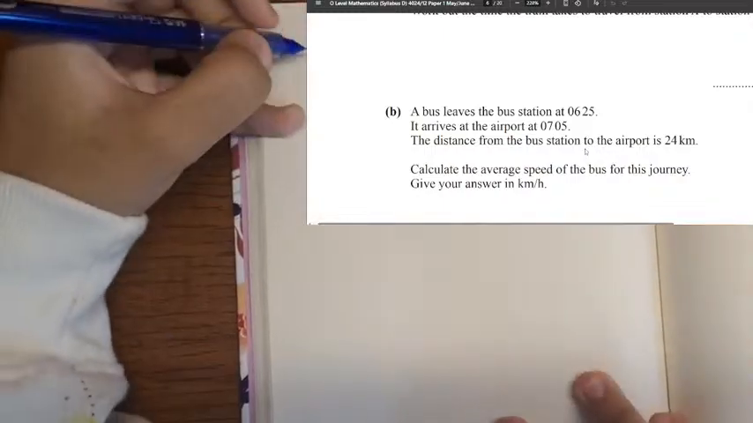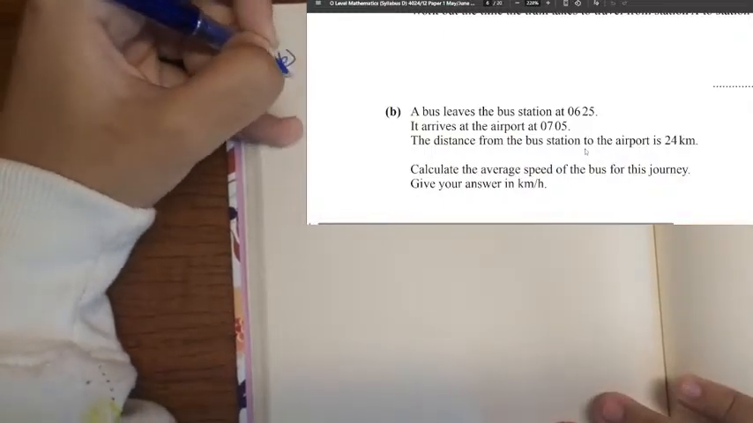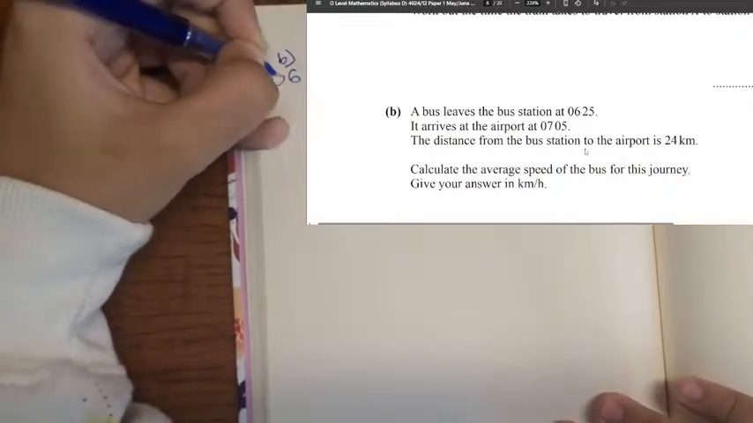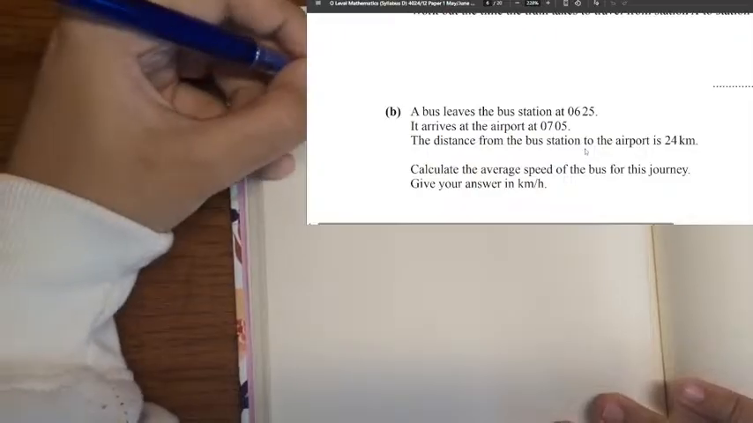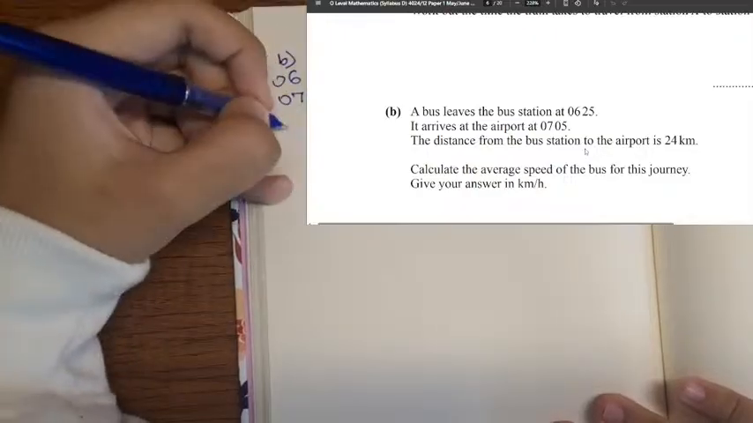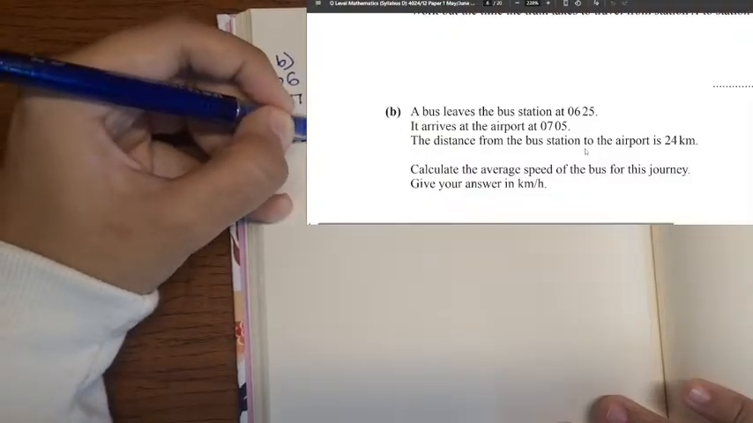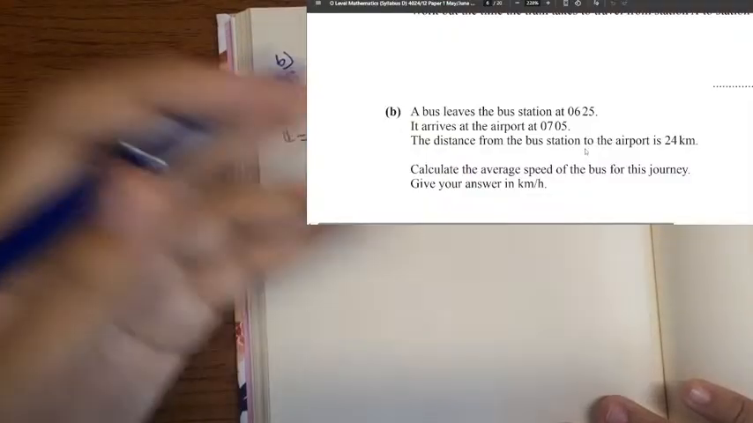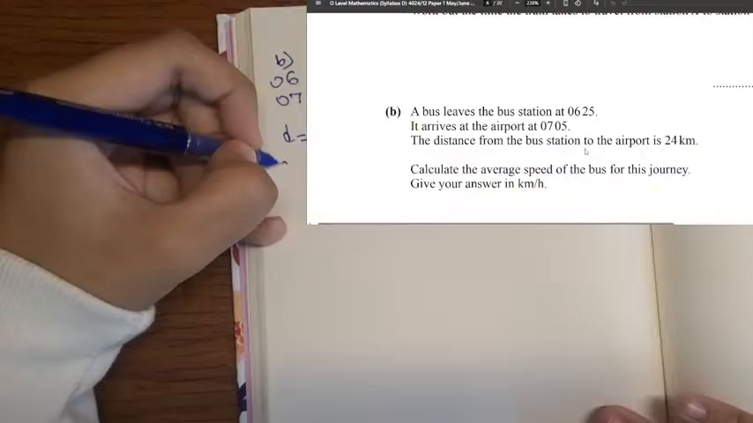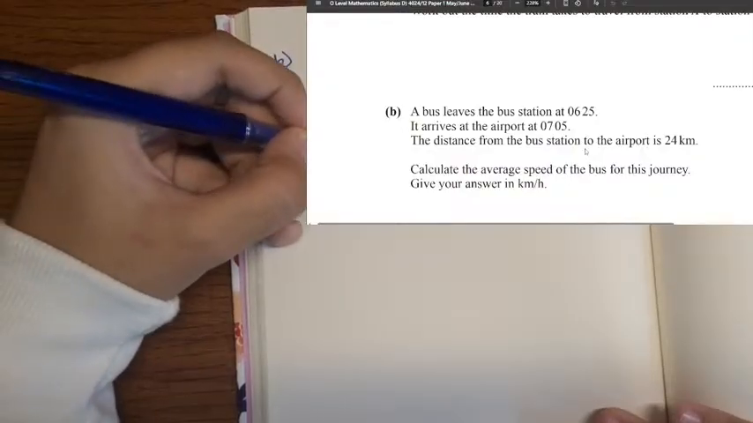The next question that we have is, let's just turn this over so that we have more space over here. A bus leaves the bus station at 6:25. It reaches the airport at 07:05. These are the times, and they've also given a distance, that the distance from the bus station to the airport is 24 kilometers. Now they're asking us to find the average speed. To find the average speed, we know that average speed basically equals total distance upon total time.